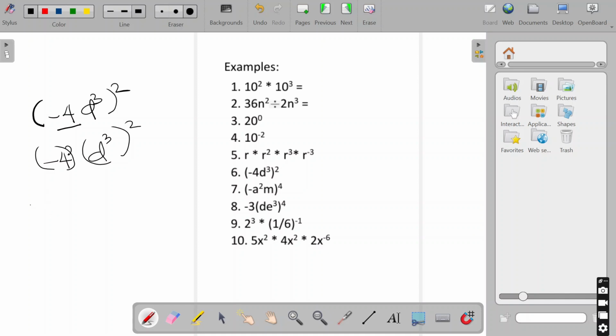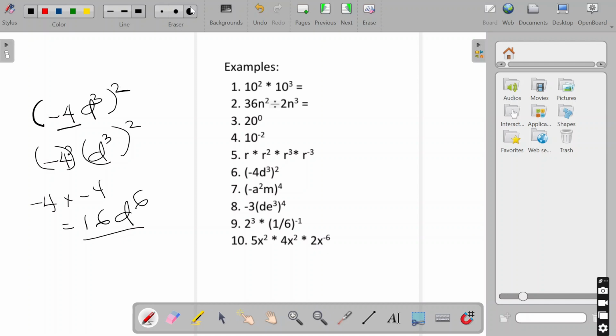Minus 4 raised to power 2 is the same as minus 4 times minus 4, and that will give you 16. Then d raised to power 3 to the power of 2 will give you d raised to power, don't forget the law of indices, 3 times 2. So d raised to power 3 in 2 places will give you d raised to power 6. And that solves it. This is the answer.